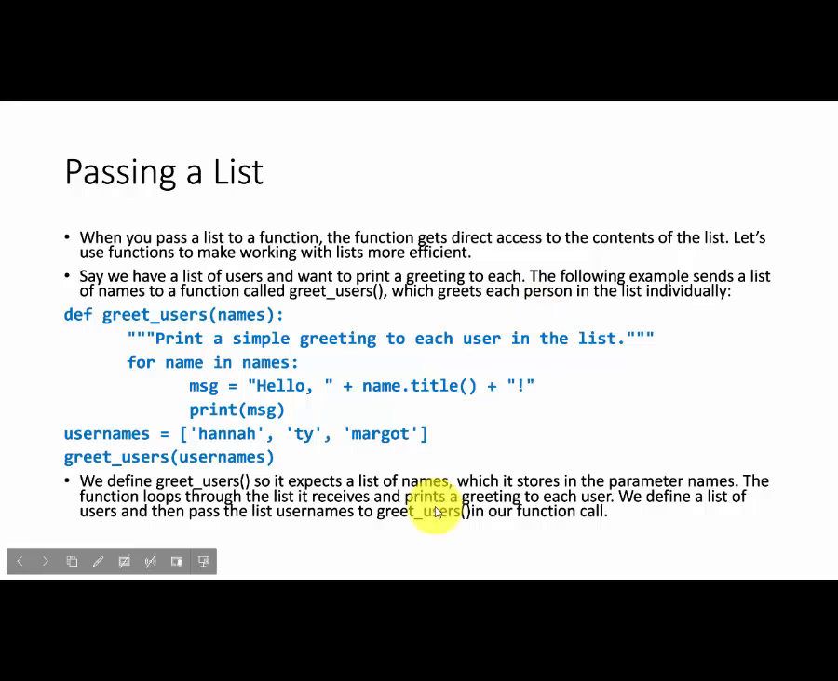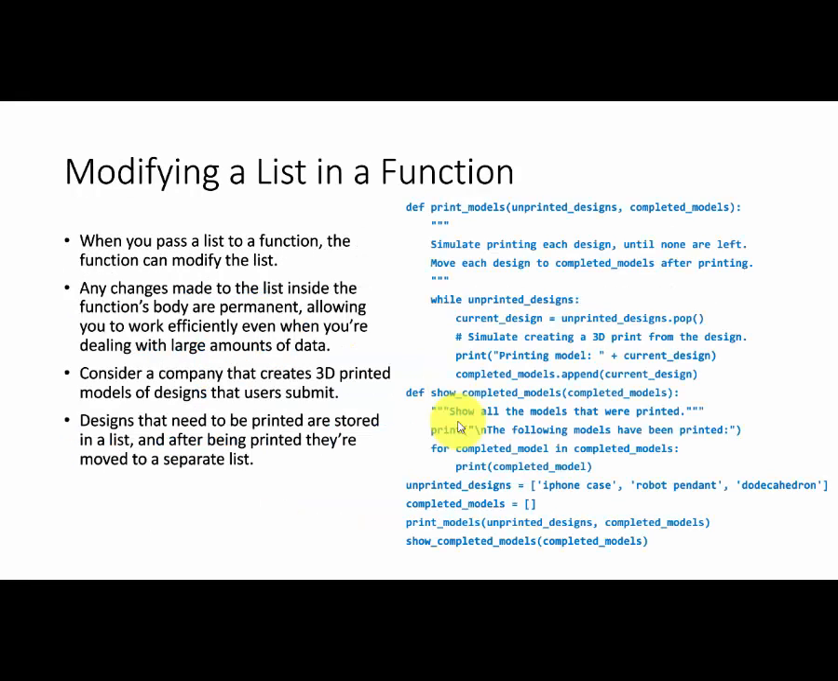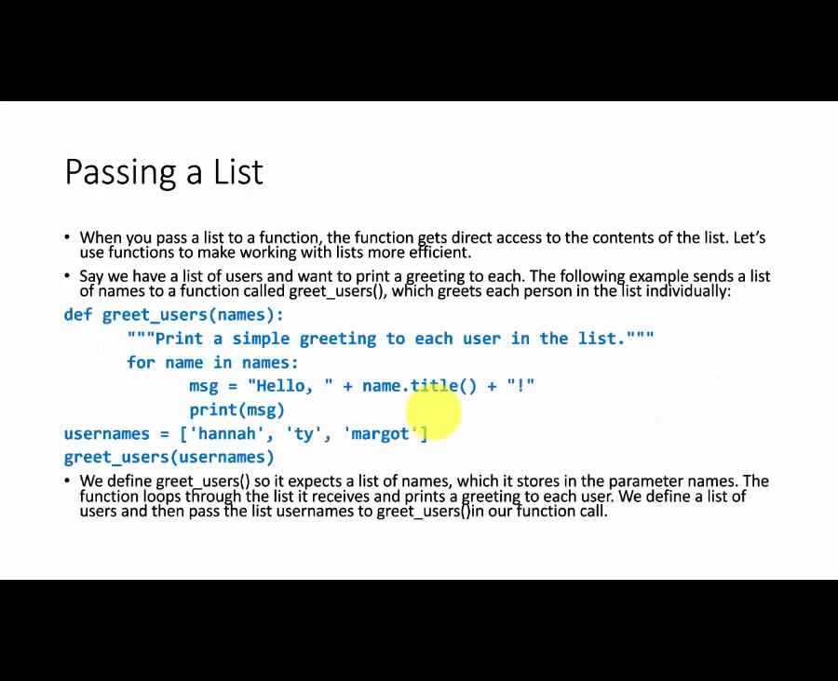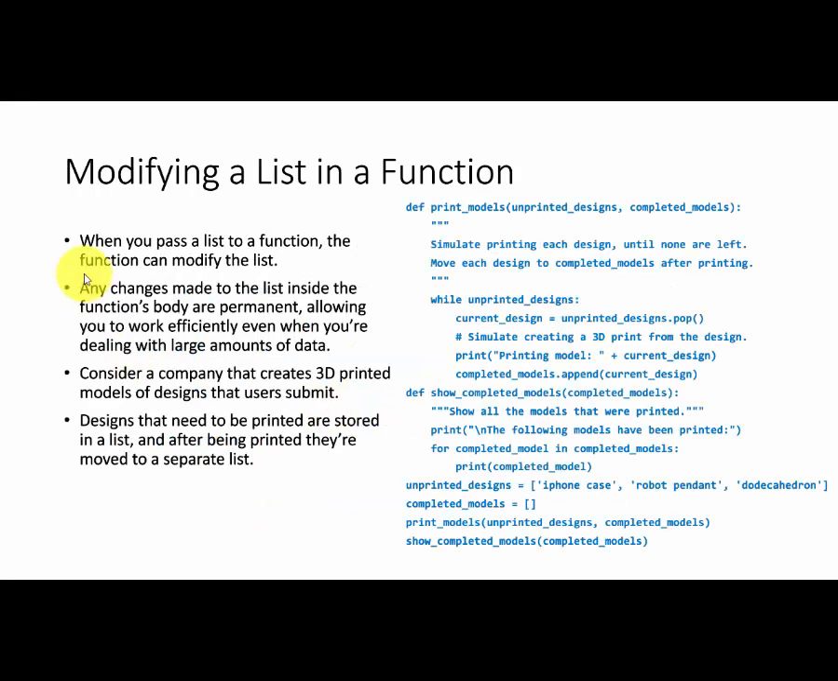Okay, so this is the explanation here. Whatever I have shown to you, you can read it carefully. I will move on to the next slide now. How to modify a list inside the function. We are passing here the list Hannah, Try and Maggot, but I want to modify the contents inside the function. So how? That concept is explained to you in this example. When you pass a list to a function, the function can modify the list.